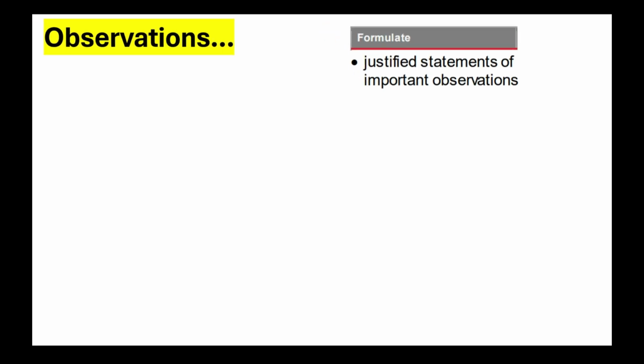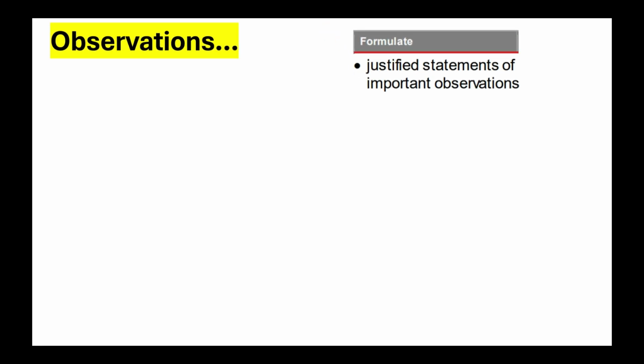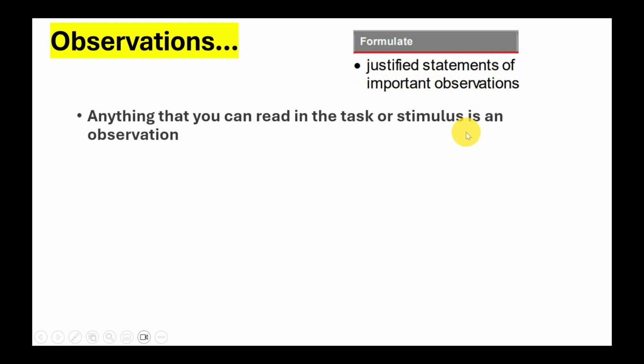Okay, for your PSMT, after the title, Introduction and Mathematical Concepts and Techniques, would come observations. Observations in the criteria is marked as an A for justified statements of important observations. An observation is anything that you can read in the task or stimulus.